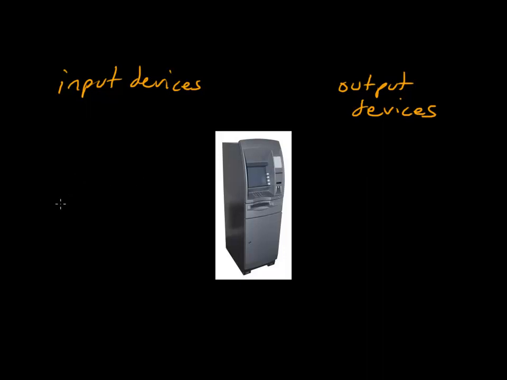What we're looking at in this video is input and output devices which are used for specific needs. And so we're going to be looking at the input devices and the output devices for various computer systems. So this computer system here is an ATM or automated teller machine or cash machine.